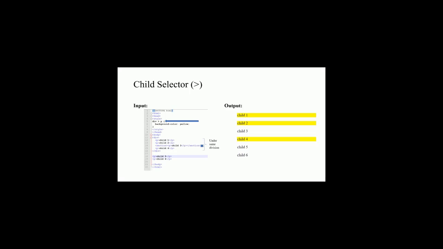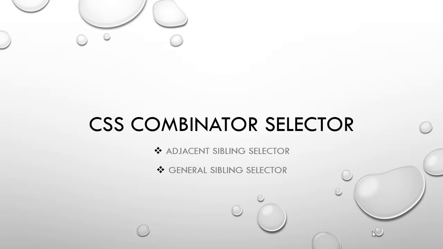Like I said, child 1, child 2, child 3 and child 4 fall under the same div, but child 3 falls under the descendant selector, so it will not be colored yellow. And child 5 and child 6 are outside the div, so these two also will not be colored yellow. Now on to the adjacent sibling selector and general sibling selector.